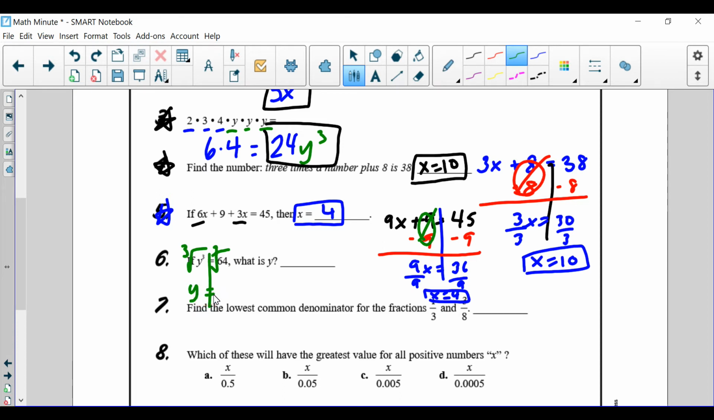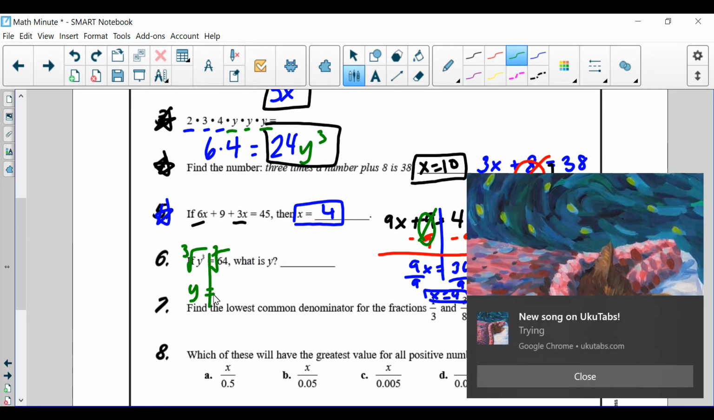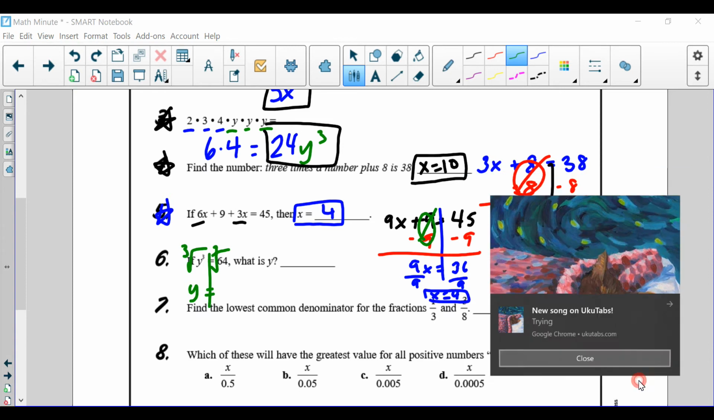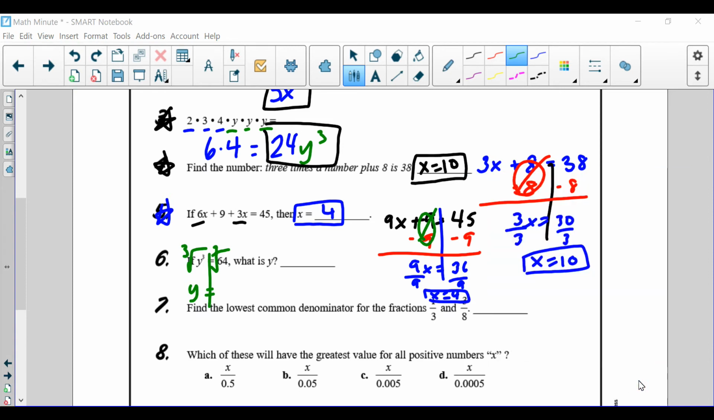So at this point, you do a trial and error where you'd be like, okay, 1 doesn't work, 2 doesn't work, 3 doesn't work, and then you figure out, does 4 work? And you go, yes, it does.